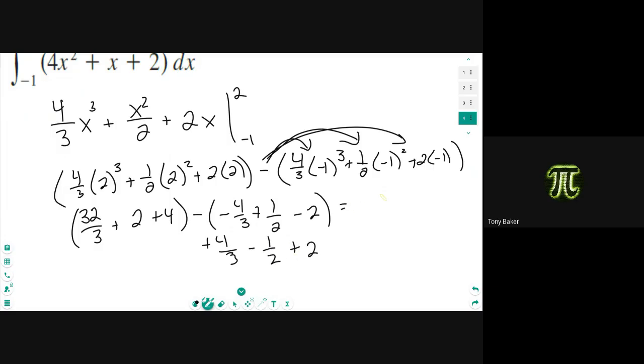So I get 36/3, which is 12, plus minus 1/2 plus 8. So 20, so 39 halves. Finally.